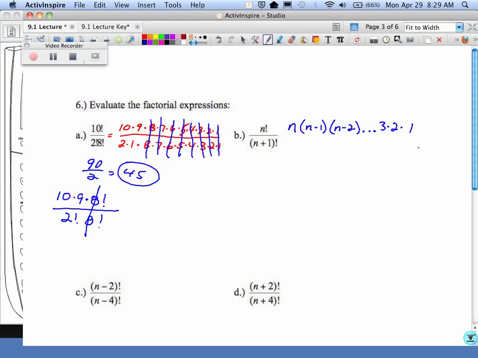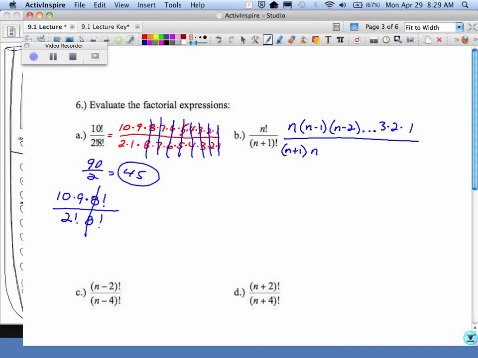What are you going to do? n minus 1. Take 1 away. What's n plus 1 minus 1? n. Take another one away. Where is it? n minus 1. Take another one away. Where is it? n minus 2. Got the pattern?